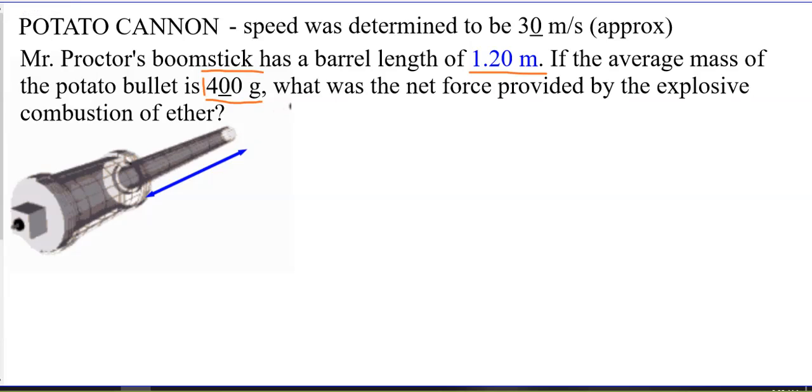So what is the net force provided by the explosive combustion of the ether? That's a great question. What do we know?